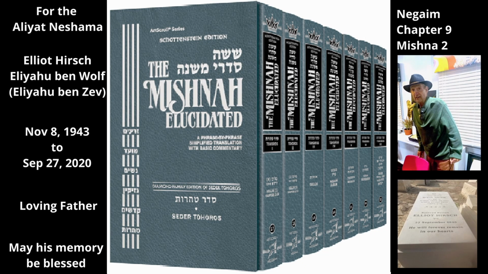Chapter 9, Mishnah 2. Although a nega on a burn and a nega on a boil both have identical laws, they are two separate types of Negaim. Because they are separate types of Negaim, the following rules apply.